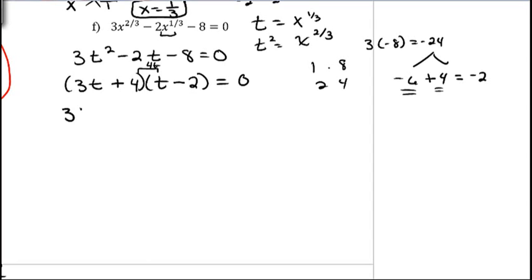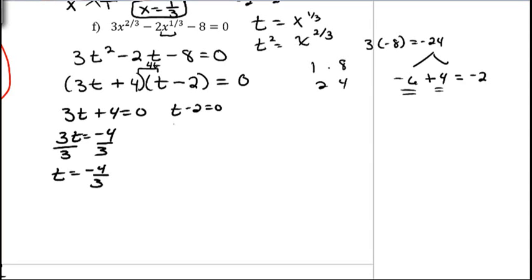So now take 3t plus 4 and set it equal to 0. Subtract 4 from both sides. So you get 3t equals negative 4, and then divide by 3. We get t is equal to negative 4/3. And then here, t minus 2 equals 0. Add 2 to both sides, you get t equals 2. t, however, remember, is equal to x to the 1/3. So replace the t with x to the 1/3.